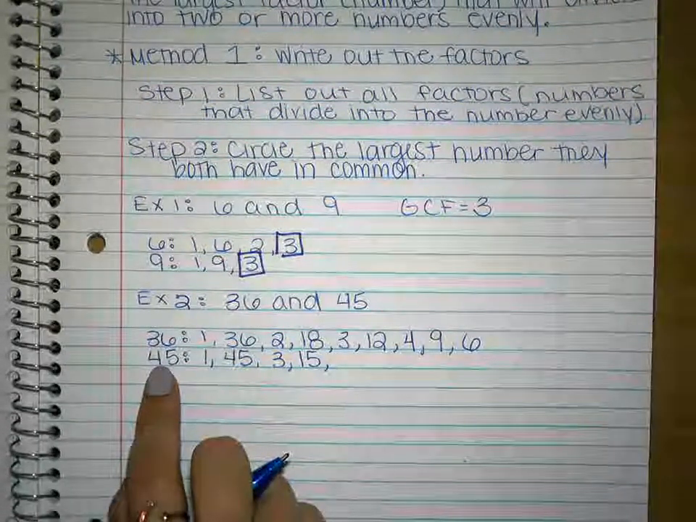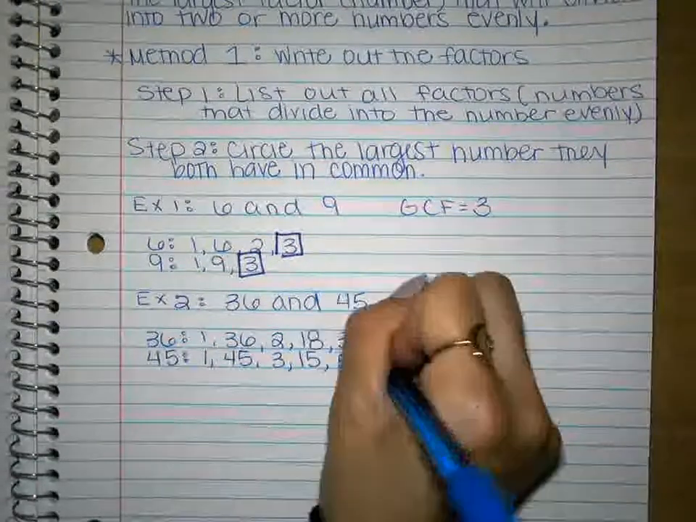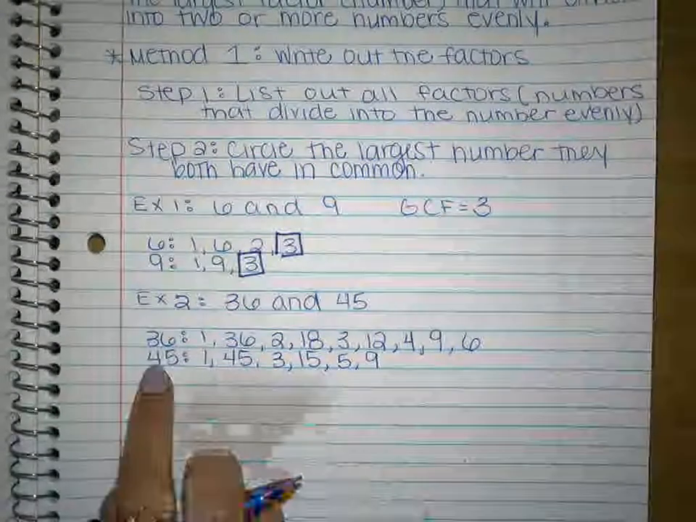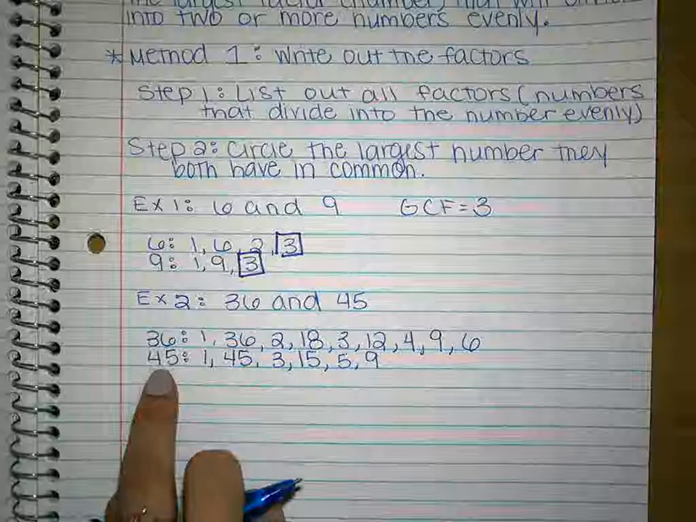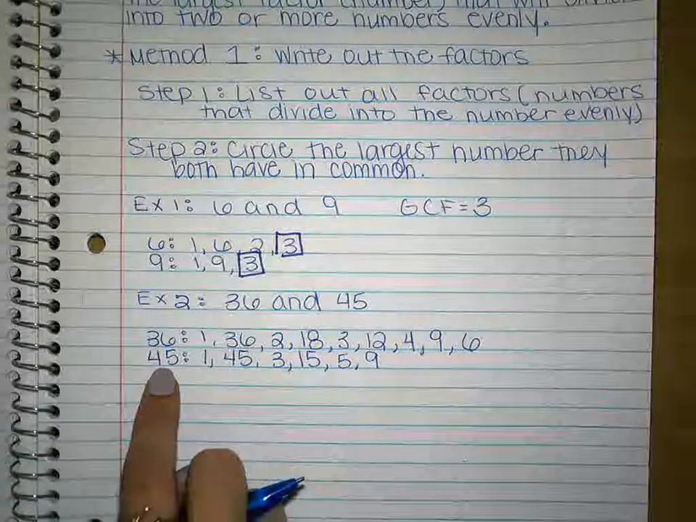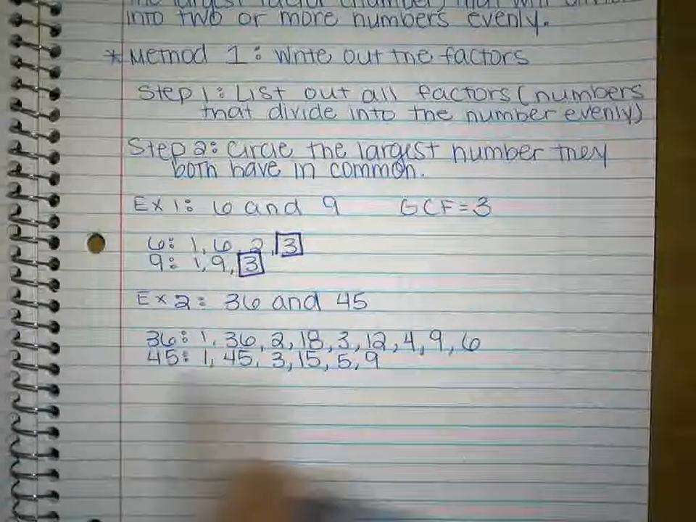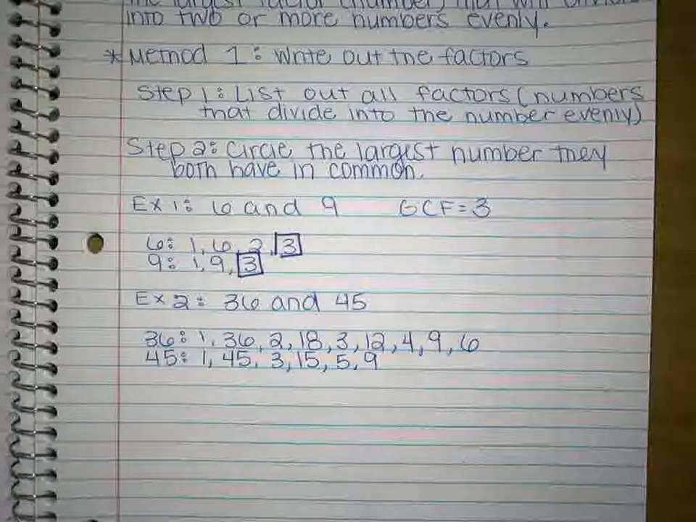4 does not go into 45. 5 goes into 45, and I know it goes in 9 times because 5 times 9 is 45. 6 does not go in. 7 does not go in. 8 does not go in. 9, I already wrote down, so I know I have all of my factors.